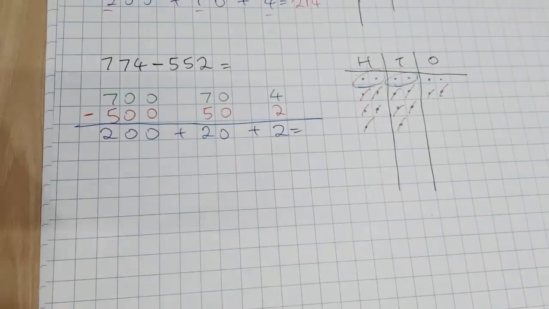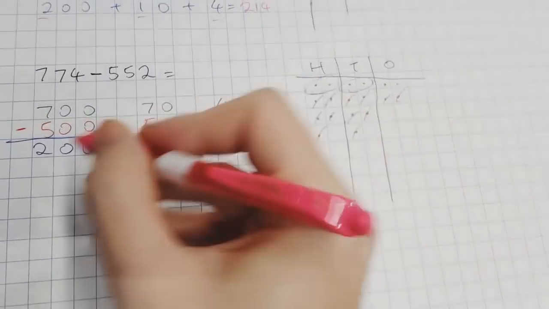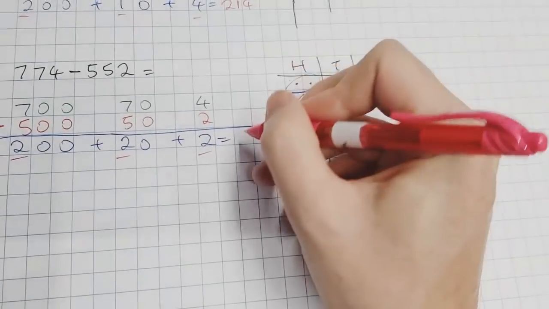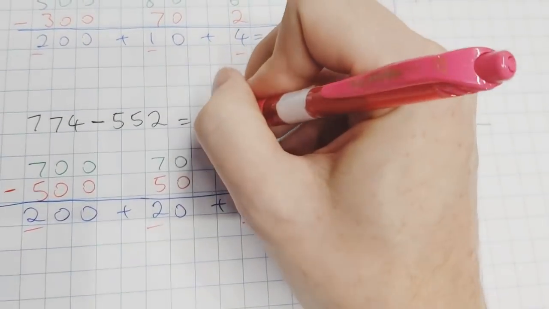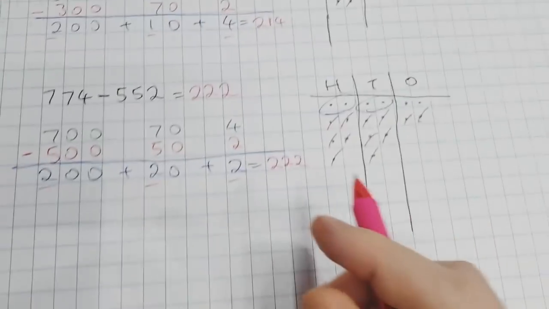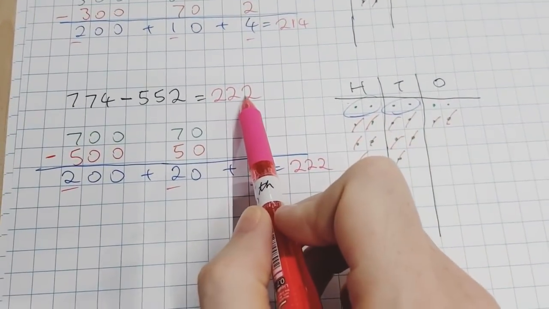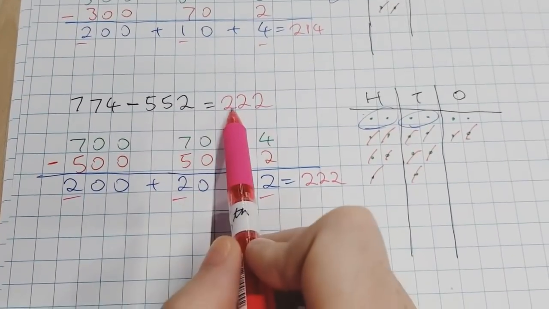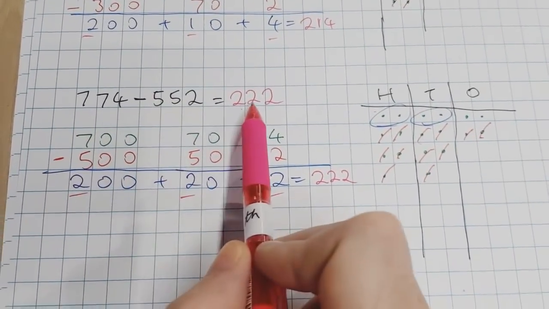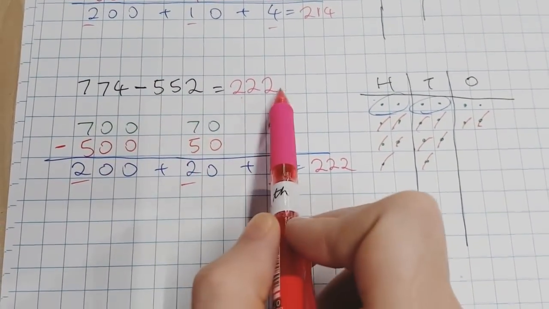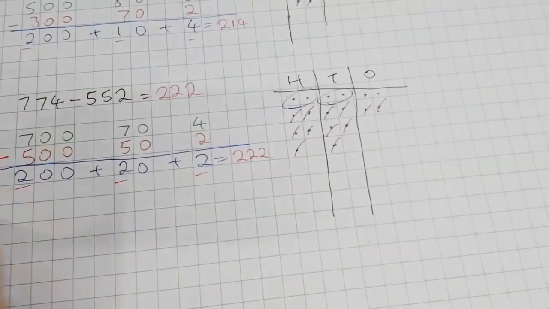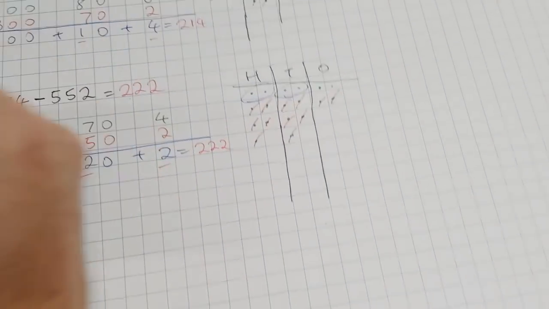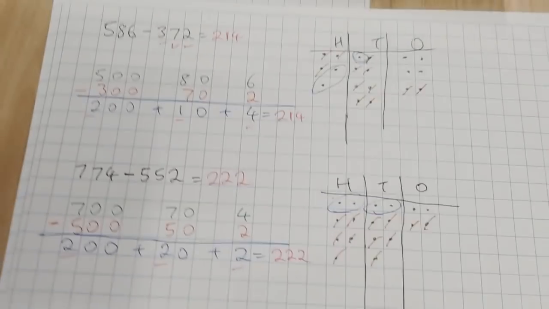I'll put the add signs in between because I do need to add them all together. I've got 220 and 2. 222. Write that answer up there. So use the inverse to check. Well, 222, if I added that onto 500, 200 add 500 is 700, 20 add 50 is 70, 2 add 2 is 4. It's the inverse, and that works, definitely. So I'm happy my answer is correct.